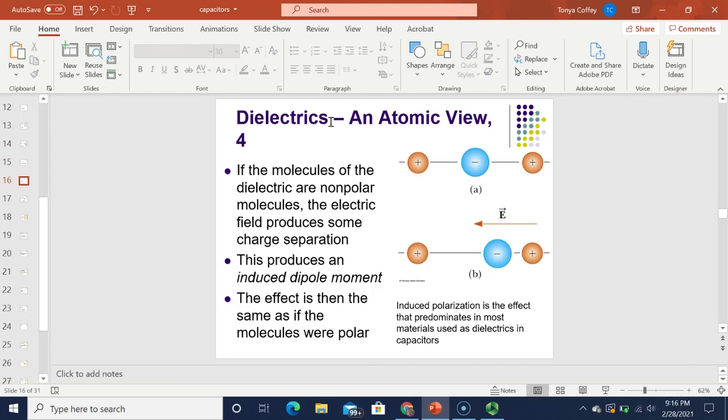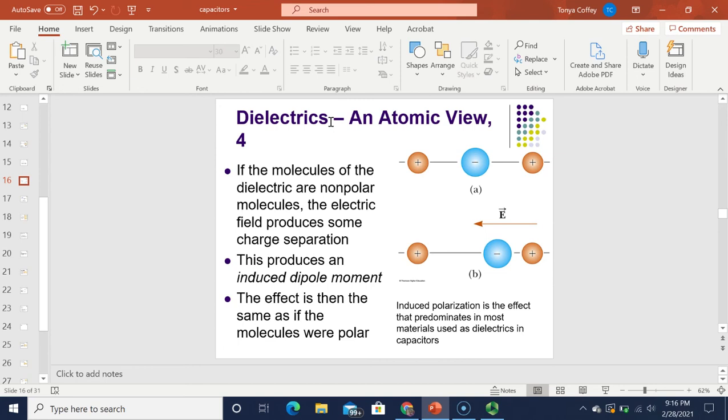Okay, now what happens if instead of a molecule, say like water, which has a permanent dipole moment, right? What happens if you have a molecule that doesn't have a permanent dipole moment? What if it's a nonpolar molecule? Well, in that case, what generally happens in a dielectric material is an electric field is applied, and that kind of tugs on the charges within the molecule, right?